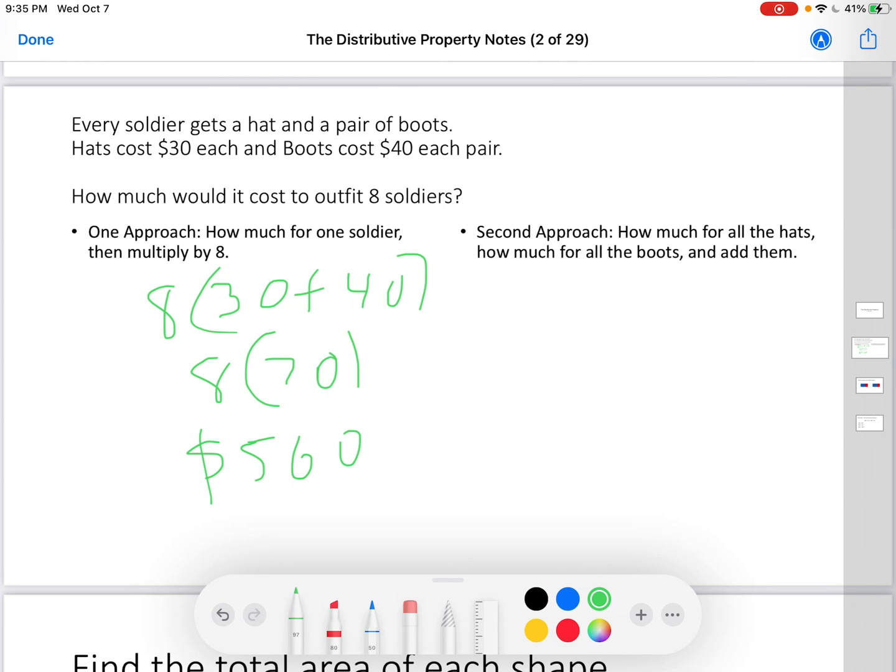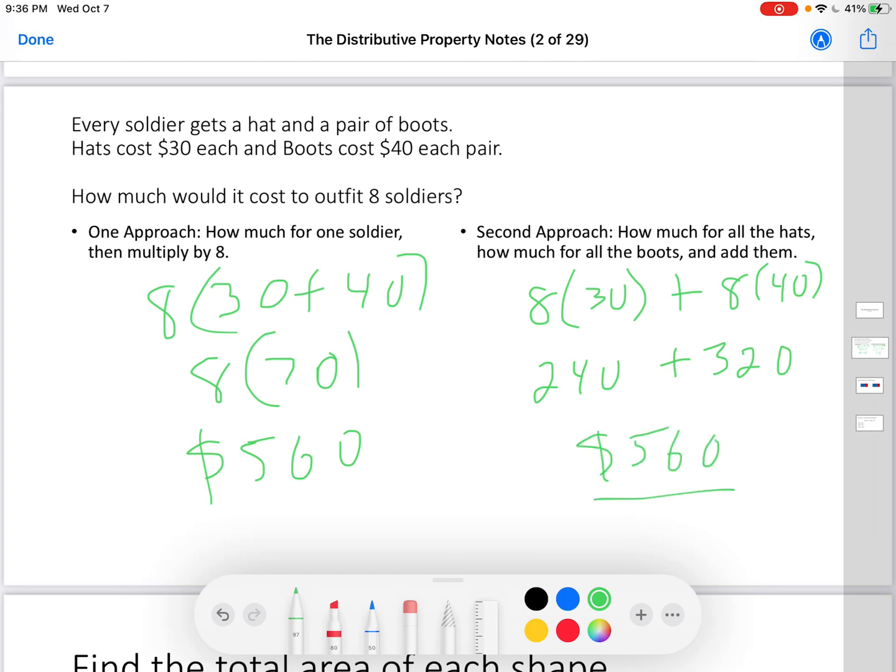Here's another approach. I could see how much it would cost for all the hats and how much it would cost for all the pairs of boots and then add them. Well, I need 8 hats, so that would be 8 times 30, which would be $240. And then I could have 8 times 40 for 8 pairs of boots, and that would be $320, and then I add them, and I get $560 just like I got before.